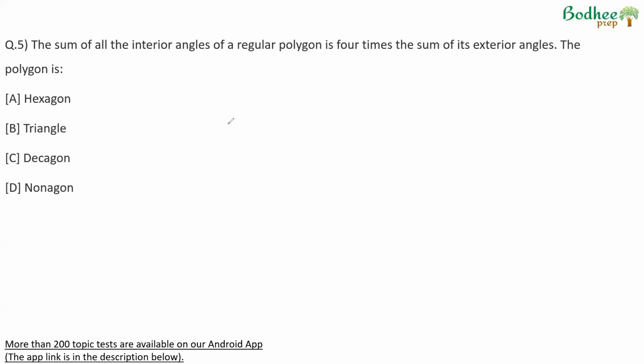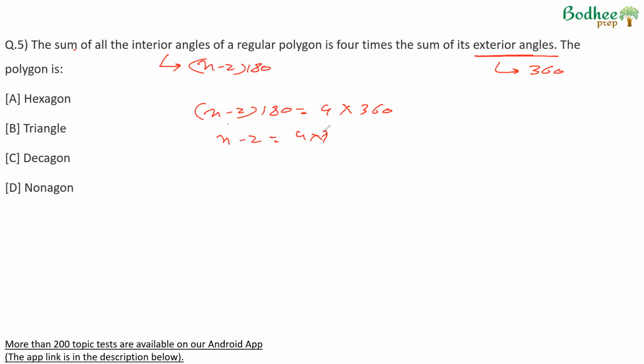The sum of all interior angles of a regular polygon is 4 times the sum of its exterior angles. The sum of all interior angles is given by n minus 2 into 180. It is 4 times the sum of its exterior angles. Sum of exterior angles of a polygon is always 360. Therefore, n minus 2 into 180 is 4 times 360. n minus 2 becomes 4 into 360 by 180. 360 by 180 is 2, 4 2s are 8. So n is equal to 8 plus 2, which is 10.